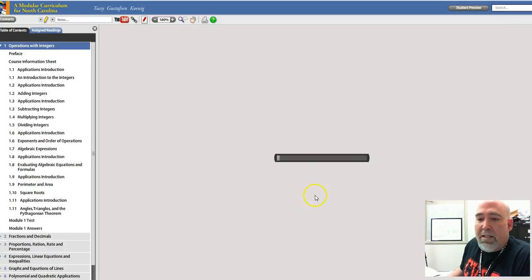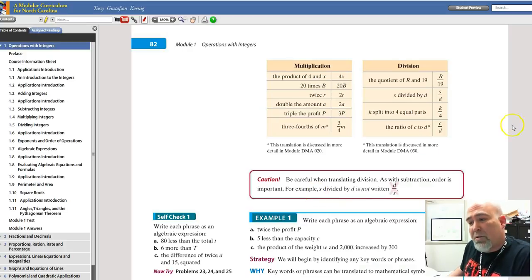On the next page, 82, we're dealing with the multiplication and division. Product is the one that most people forget about when we're dealing with multiplication. But times, twice, double, triple, 3/4 of, that means to multiply. If you're talking about the quotient, that's the term people forget with division. It means we're dividing two things. The quotient, divided, split into equal parts, the ratio. This is all signs for division.